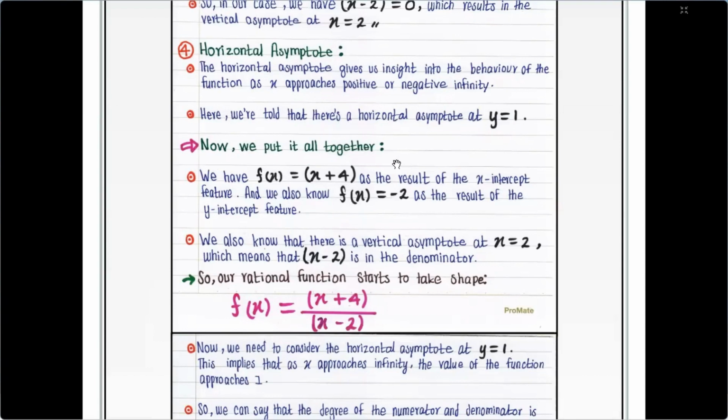Now we put it all together. We have f(x) equal x plus 4 as the result of the x-intercept feature, and we also know f(0) equal -2 as the result of the y-intercept feature. We also know that there is a vertical asymptote at x equal 2, which means that within bracket x minus 2 is in the denominator. So our rational function starts to take shape as f(x) equal within bracket x plus 4 divided by within bracket x minus 2.